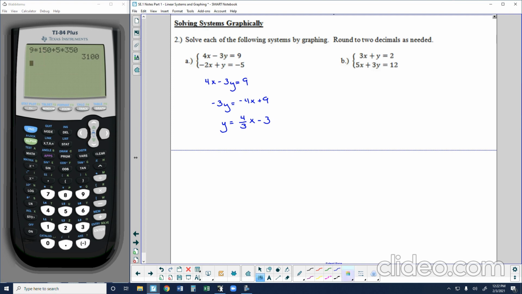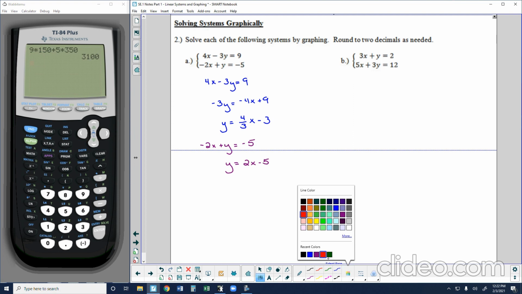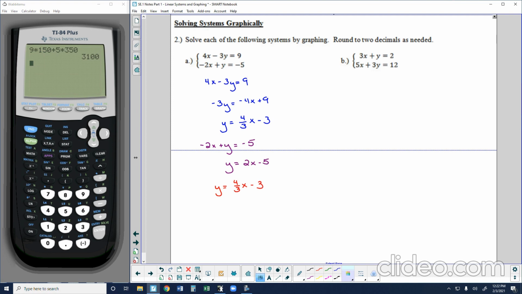My second equation, I'd complete the same process: 2x plus y equals negative 5. A little bit easier of a rewrite. Just subtract 2x from both sides, and I get y equals negative 2x minus 5. So another way to write my system of equations would be y equals 4/3 x minus 3, and y equals 2x minus 5.